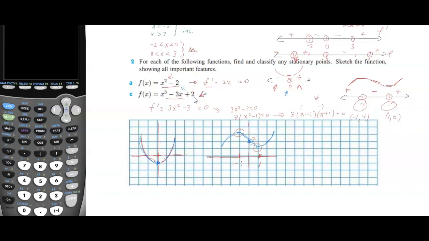So now we can do a better job of graphing our function, because now we know exactly where the two stationary points are. One of them is at (1, 0). And the other one is at (-1, 4). And now we can draw a much more accurate graph. Okay? And if we wanted to classify the stationary points, of course, this will be a local maximum, and this will be a local minimum.